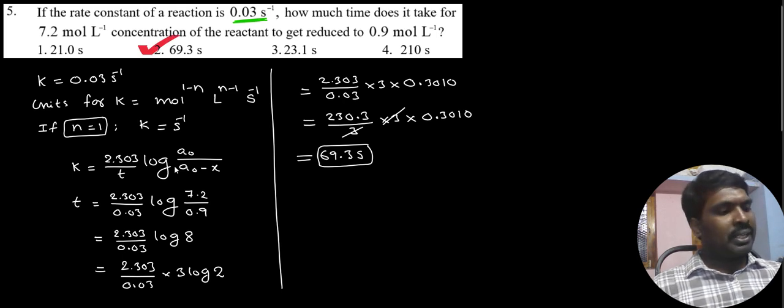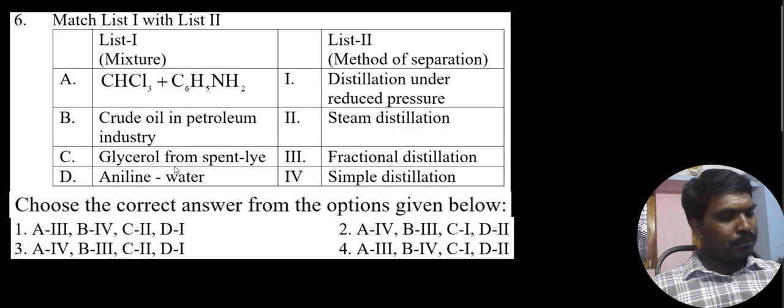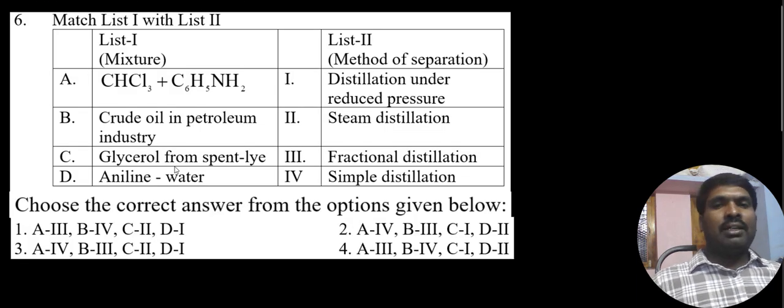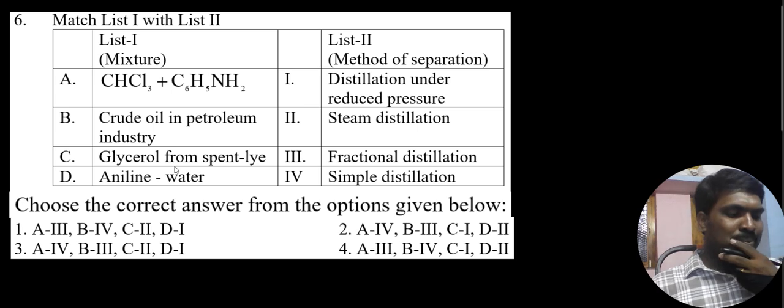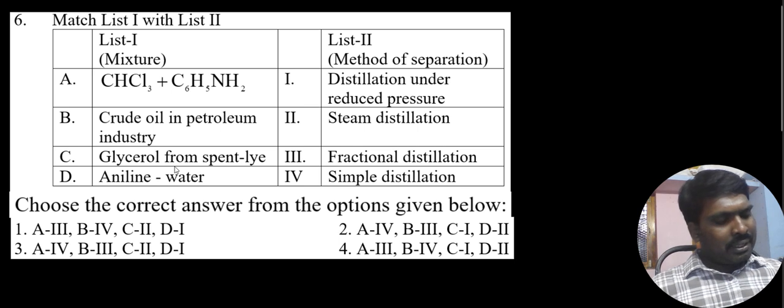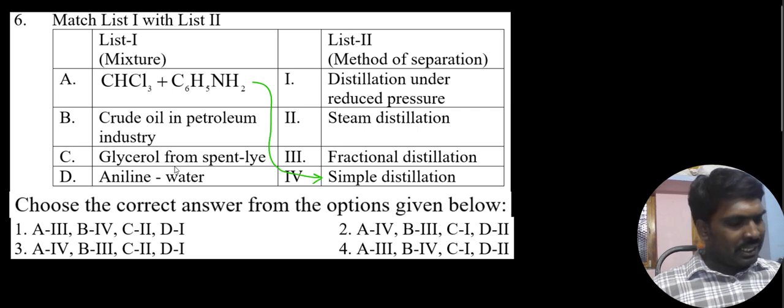Now moving to the next question. Match list 1 with list 2. List 1 has mixtures, list 2 has methods of separation. Chloroform and aniline. This mixture can be separated by simple distillation, because the boiling points of chloroform and aniline differ greatly in magnitude. That's why this mixture can be separated by simple distillation.